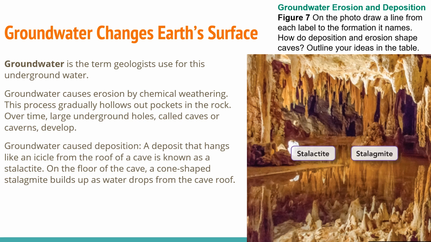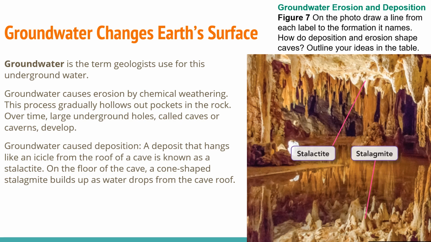Groundwater causes deposition. A deposit that hangs like an icicle from the roof of a cave is known as a stalactite. On the floor of the cave, a cone-shaped stalagmite builds up as water drops from the cave roof. So groundwater, erosion, and deposition. On the photo, draw a line from each label to the formation of its name. So for stalactite, as said previously, it's the top, and a stalagmite is the bottom.